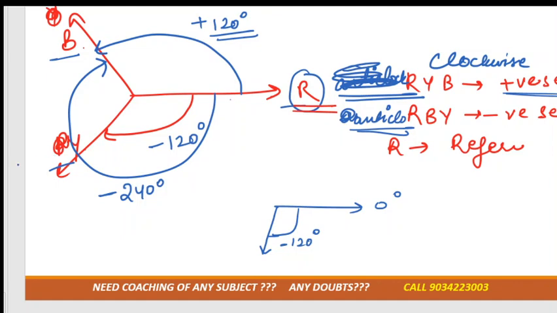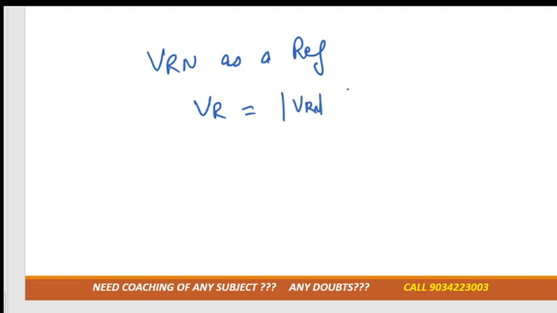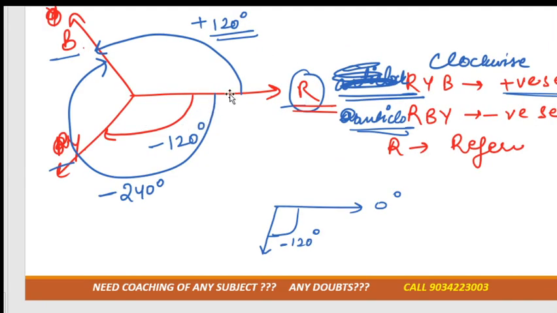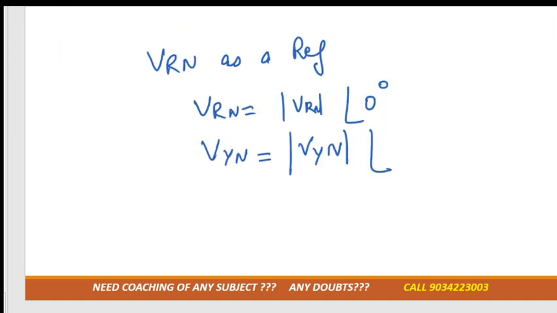Now we'll take RN as a reference. Generally, we'll take VRN as a reference. So VRN would be VRN magnitude, angle would be 0 degree. If I need to calculate VYN with respect to VRN as a reference, how much is the angle difference between R and Y? Minus 120 degree. So I am writing down the angle as minus 120 degree.